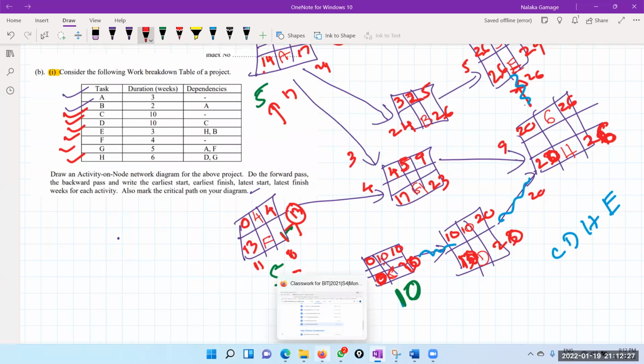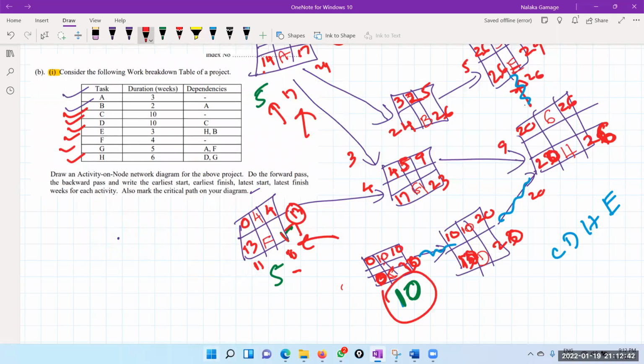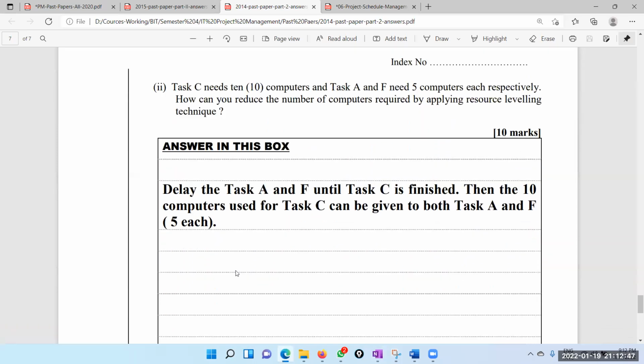Oh, so you have to do these two tasks parallelly. But after, on the 11th day, we can start it on the 11th day, so that our 10 computers are available, 5 given to this, 5 given to this, right? So you have to explain it. You have to explain. So these questions are not easy. You have to think a lot of things, right? Delay the task A and F until the task C is finished. Then the 10 computers used for task C can be given to both task A and F, right? 5 each. So then only you are going to get that 10 marks, okay?